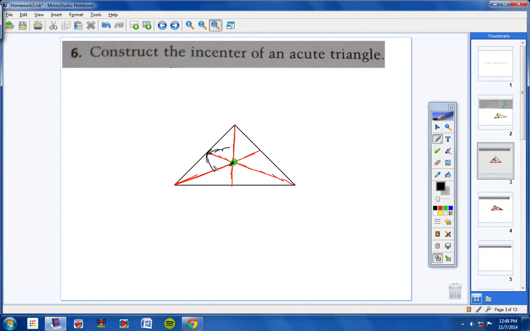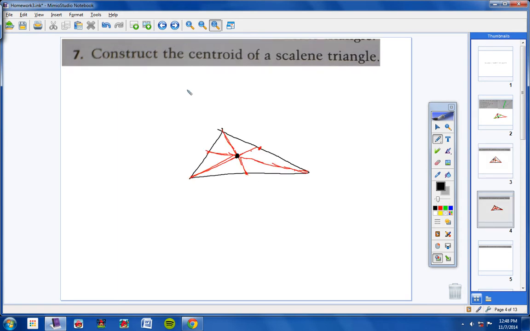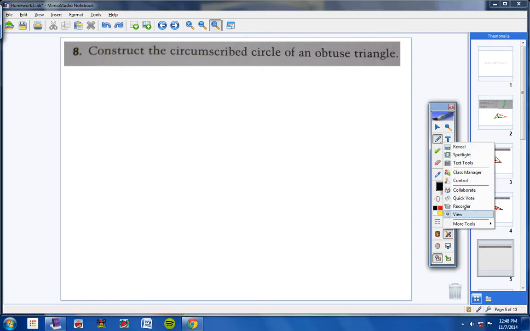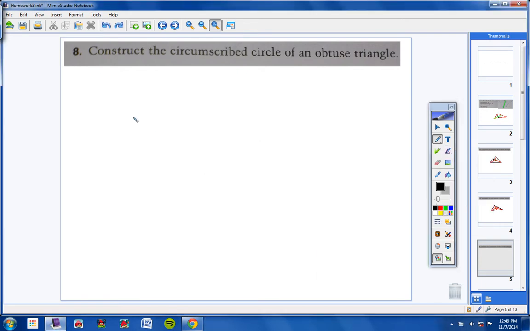Oh, you know what? Hold on one second, guys. I'm confused. I was thinking it said inscribed. It says circumscribed. That means they want us to draw a triangle and then draw the circle around it. Okay, hold on one second. Let me look this over. Okay, guys, I'm back. Sorry about that.